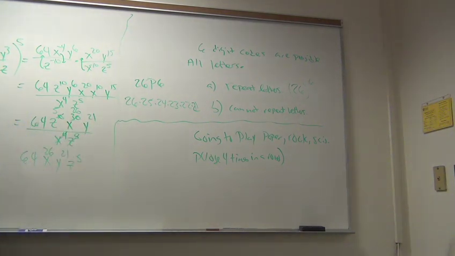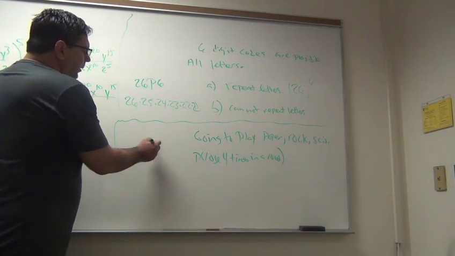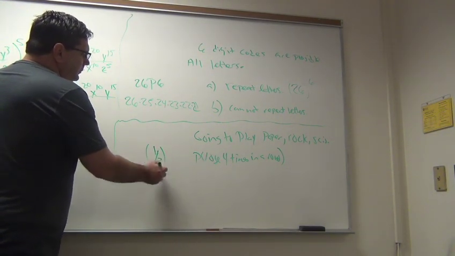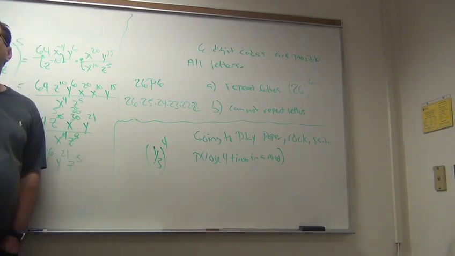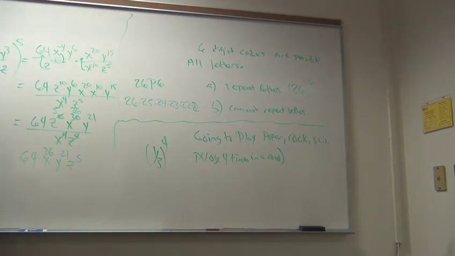Okay? All right, we're going to play paper, rock, scissors. What's the probability you lose 4 times in a row? Probability you lose 1 time is 1/3. We're going to raise that to the 4th. It's 1 over 81. All right. We're going to leave that with you.